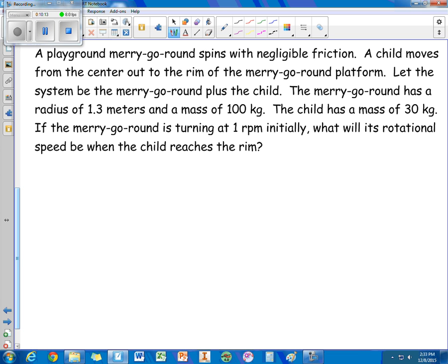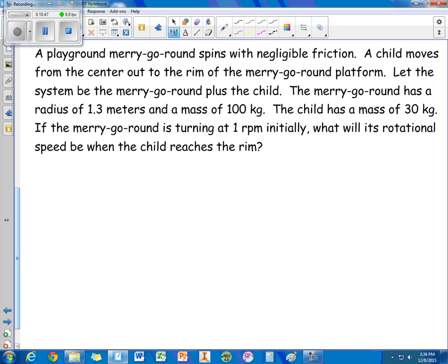The merry-go-round then has a radius of 1.3 meters and a mass of 100 kilograms. The child has a mass of 30 kilograms, and the merry-go-round is initially turning at 1 revolution per minute. What will its rotational speed be when the child reaches the rim? Now, hopefully you can recognize that our answer should be less than 1 because the mass is moving closer to the rim of the merry-go-round. So as the mass moves outward, the moment of inertia increases for the system, so the angular speed must decrease.